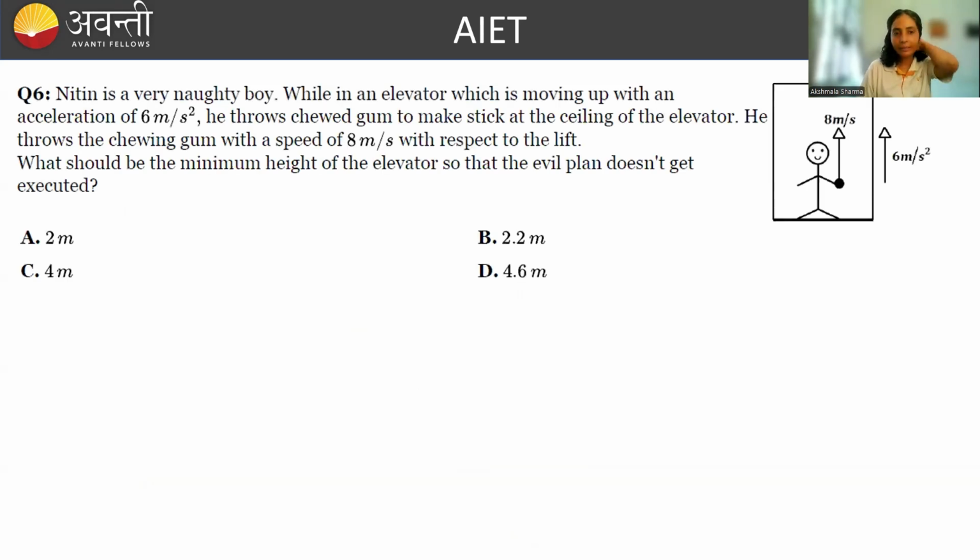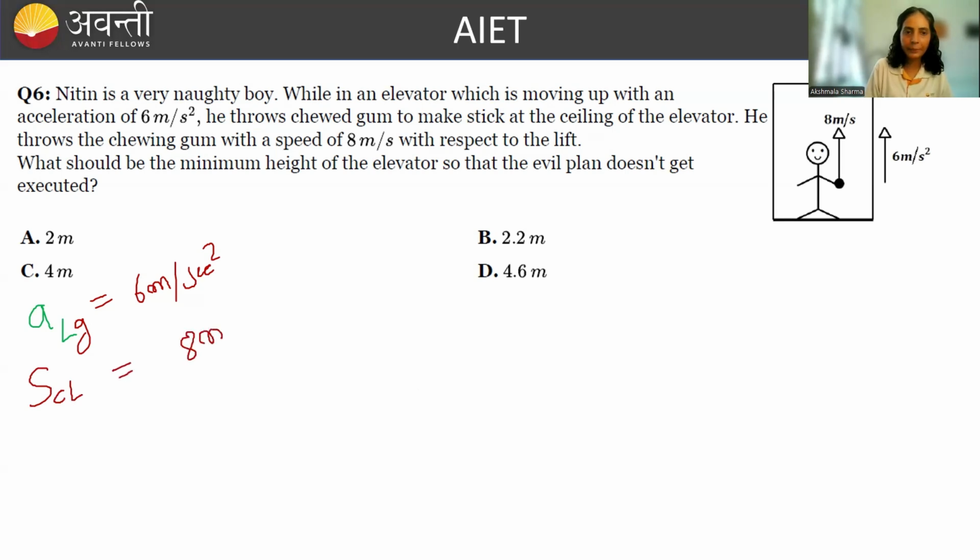Chalo. Now Nitin is a very naughty boy. While in an elevator which is moving up with an acceleration of 6 meter per second squared. So acceleration of lift, nothing is given with respect to what, so it is with respect to ground, 6 meter per second squared. He throws chewed gum to make it stick at the ceiling of the elevator. He throws the chewing gum with a speed of 8 meter per second with respect to lift. So speed of chewing gum with respect to your lift is how much? 8 meter per second.